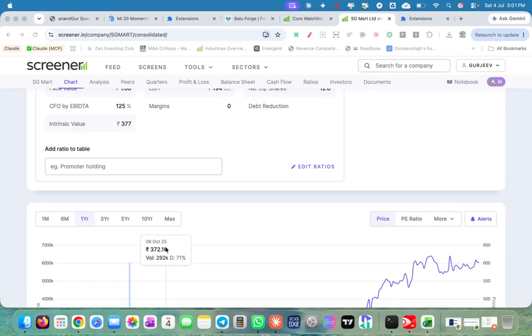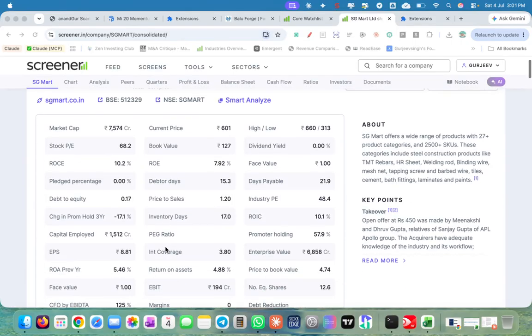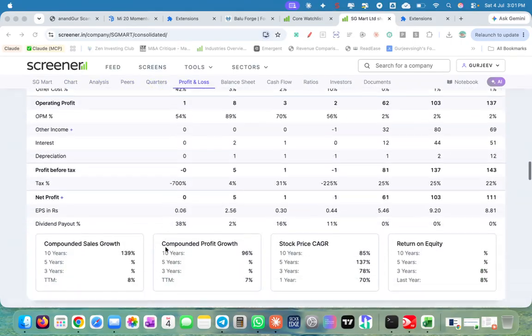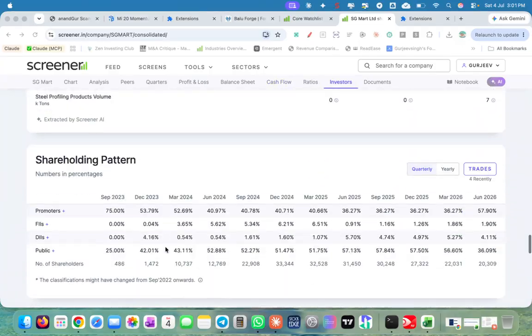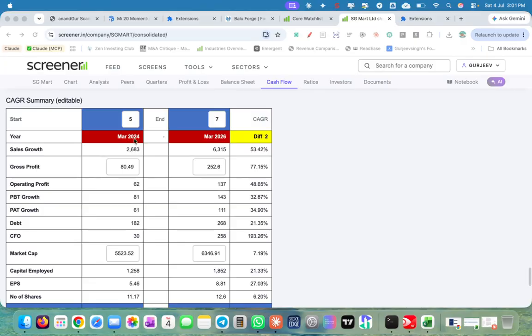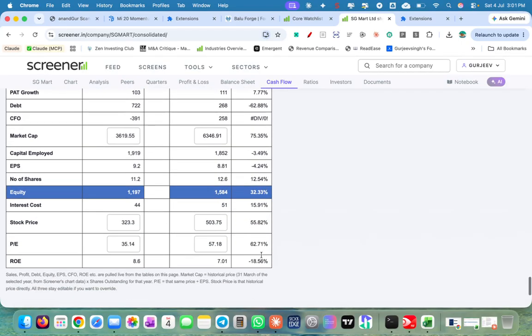Hello, this is a company which I have opened randomly in Screener. Now I am scrolling down. This is the actual Screener page and see what you get here. Extra feature. I can change the value and these numbers will change.